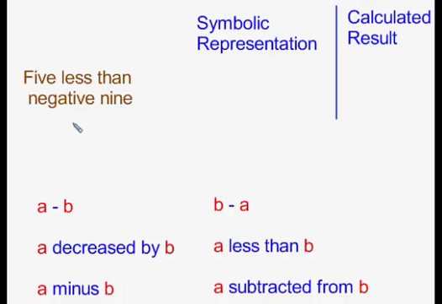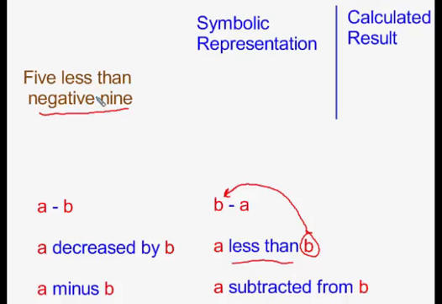I'd like to do one last example. Here we have 5 less than -9. So this is one of those cases, since they use the words less than, that the order in which the numbers appear in the statement will be reversed relative to that in the symbolic representation. Meaning that the number at the end of the sentence, for example -9, even though it's at the end of the word statement, will actually be at the beginning of the symbolic representation.